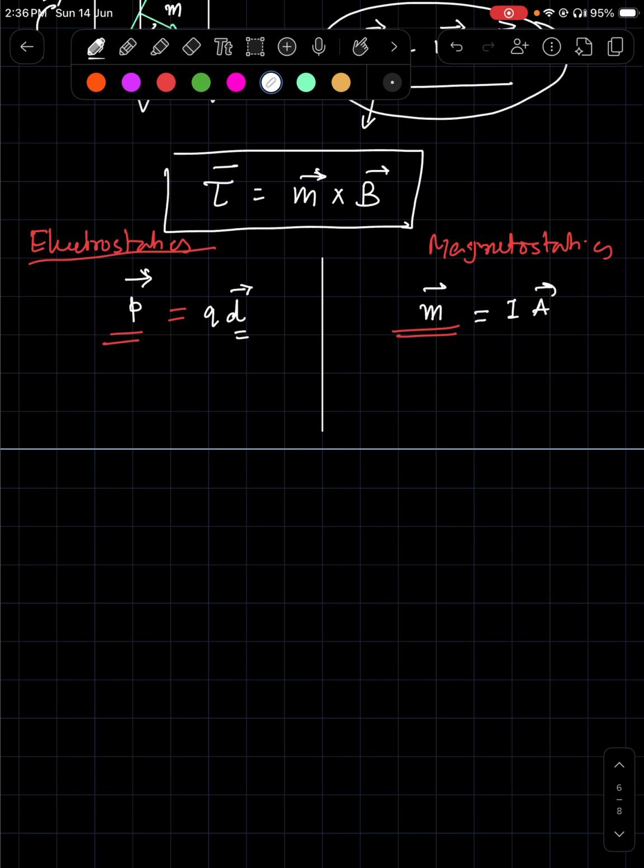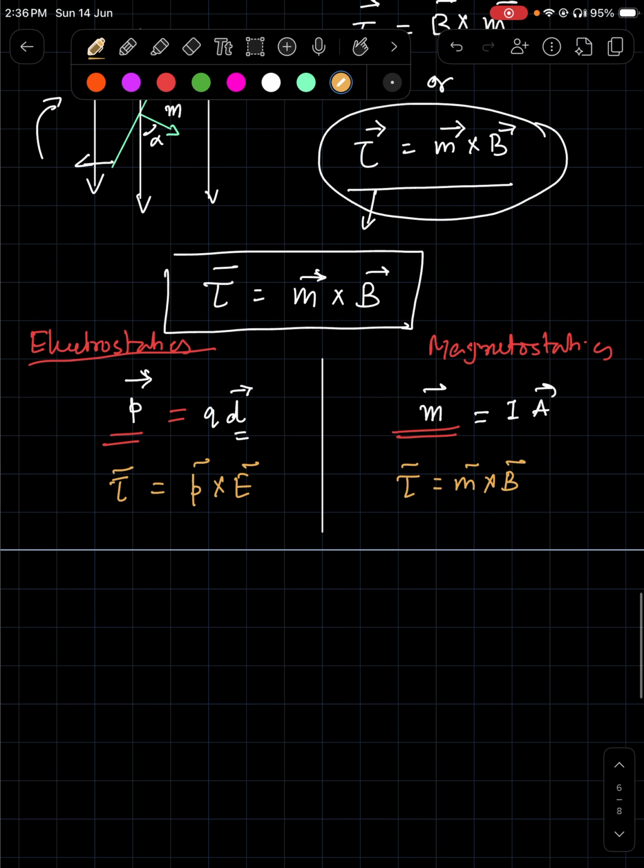Next, the crucial thing, the similarity between the two formulas of the torque. When an electric dipole is placed in a uniform electric field, the torque is given by P cross E. And when a magnetic dipole, that is a current carrying loop, is placed in a uniform magnetic field, the torque is given by M cross B. So these are very, very similar formulas, and a similarity between the two sections, electrostatics and magnetostatics.